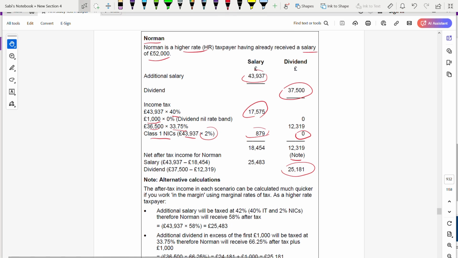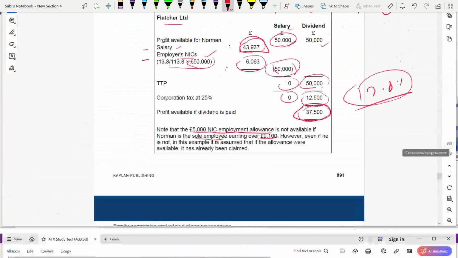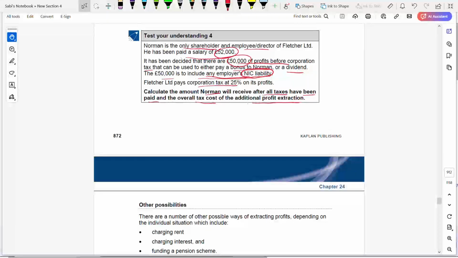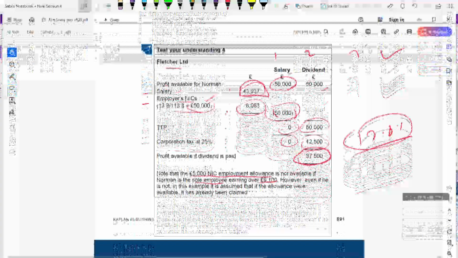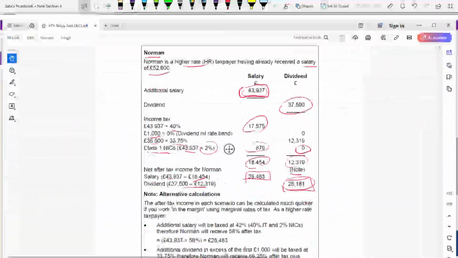Okay, see, this is the salary, right? Now after tax you deduct, this is your income tax. So you deduct this 18 from 43, and this will be your net after tax income. And same for dividend, this you reduce from 37,500 and you get this amount. Okay, that's what the question told you, right? Find the overall tax cost of the additional profit extraction and the amount Norman will receive after all taxes have been paid. After all means NIC, income tax, corporation tax, everything.